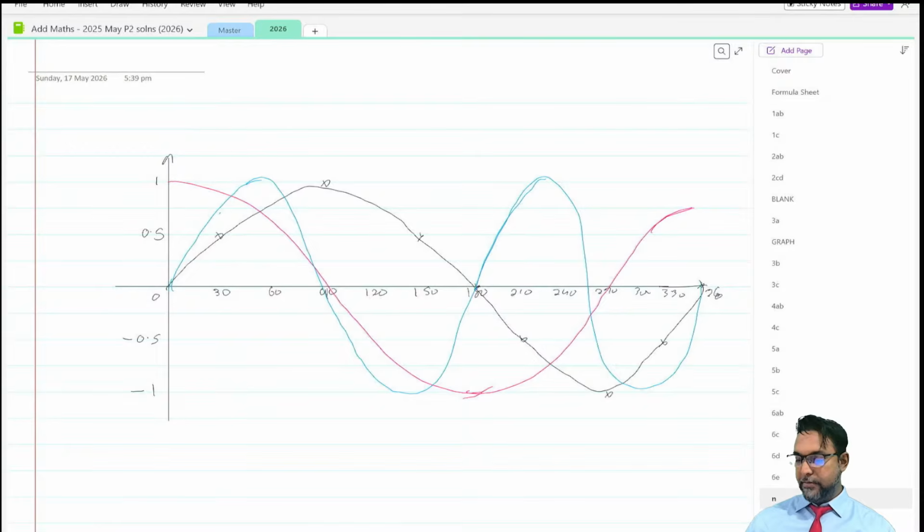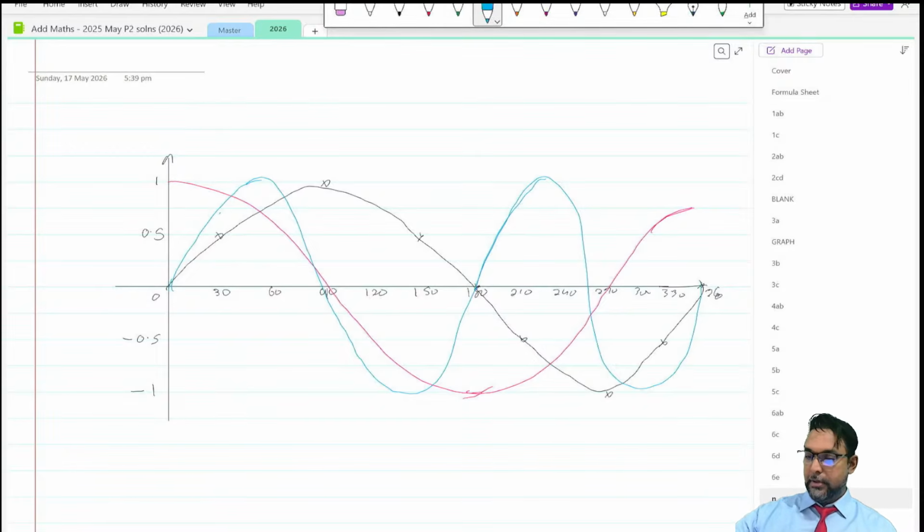So you'd have 2 cycles of sine within 360 if it was sine 2x. And for cos, the same thing would apply.